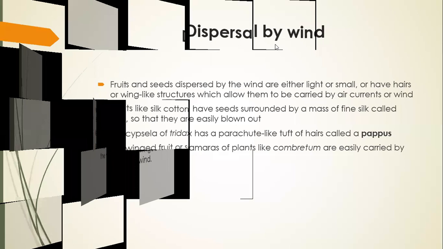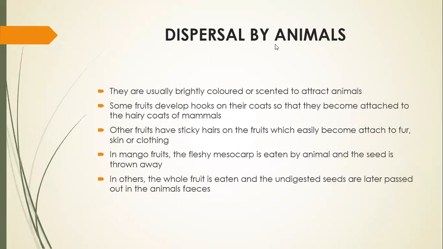Okay. So let's look at dispersal by animals, the first one. Let's look at how animals disperse fruits and seeds. Now, these are features that enable animals to disperse fruits and seeds. One, the plant or the fruit is usually brightly colored and scented to attract animals. It attracts insects, birds, human beings, monkeys. So they are usually brightly colored and scented.